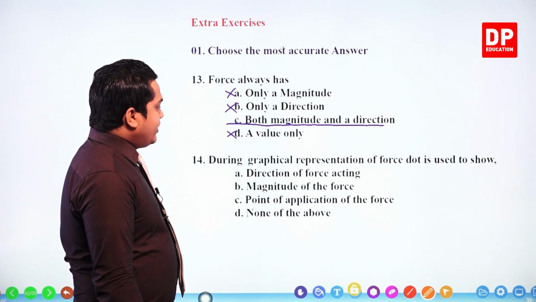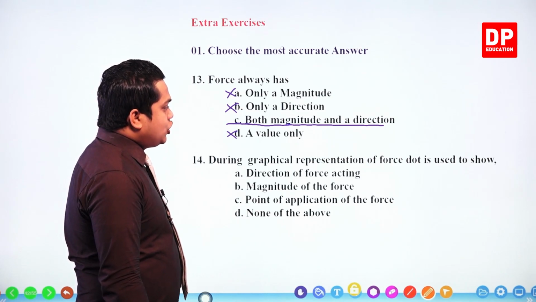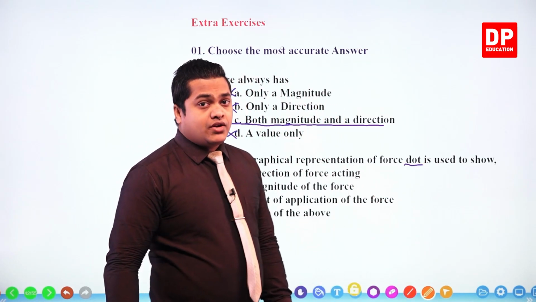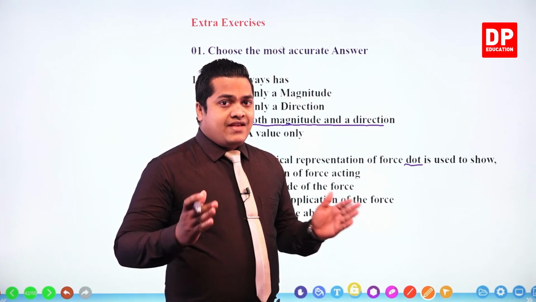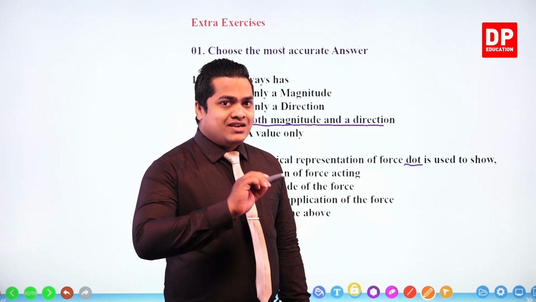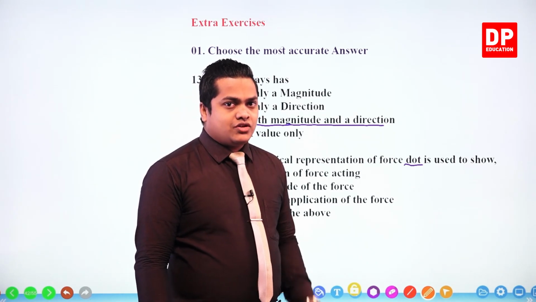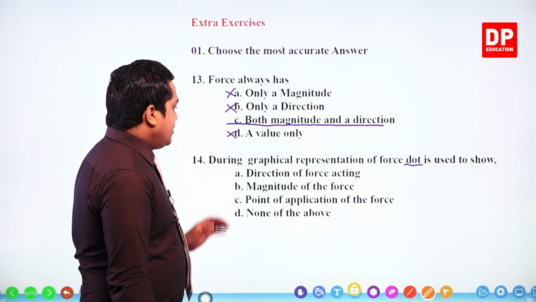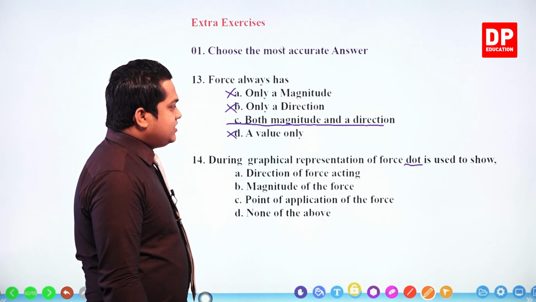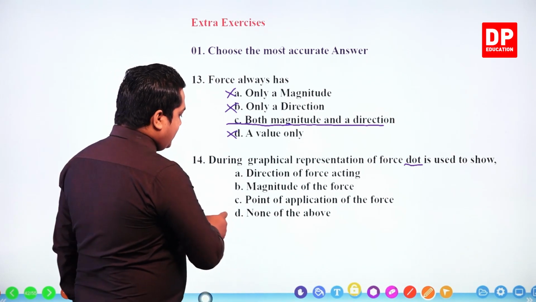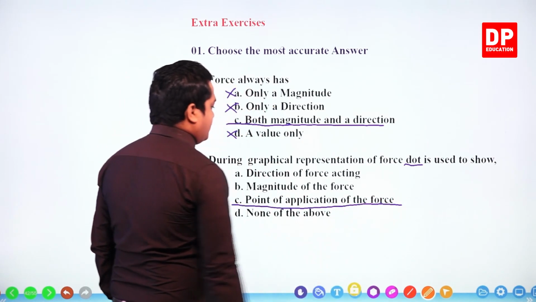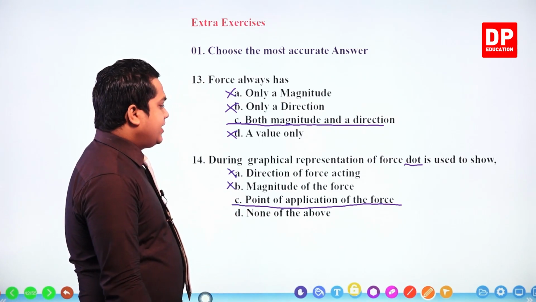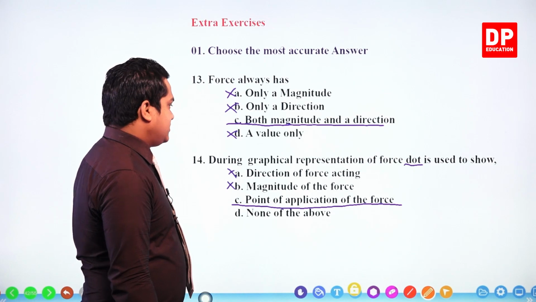Question number 14. During graphical representation of force, dot is used to show dot. A dot is used to show the point of application, my dear children. Length of the arrowhead, magnitude, direction of the arrowhead is the direction. Dot is the point of application. So, during graphical representation of force, dot is used to show the point of application of the force. Not the direction, not the magnitude, but the point of application of the force.